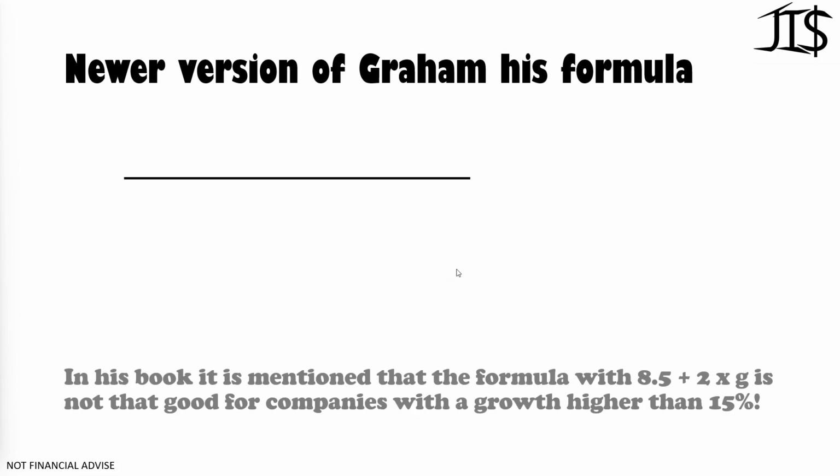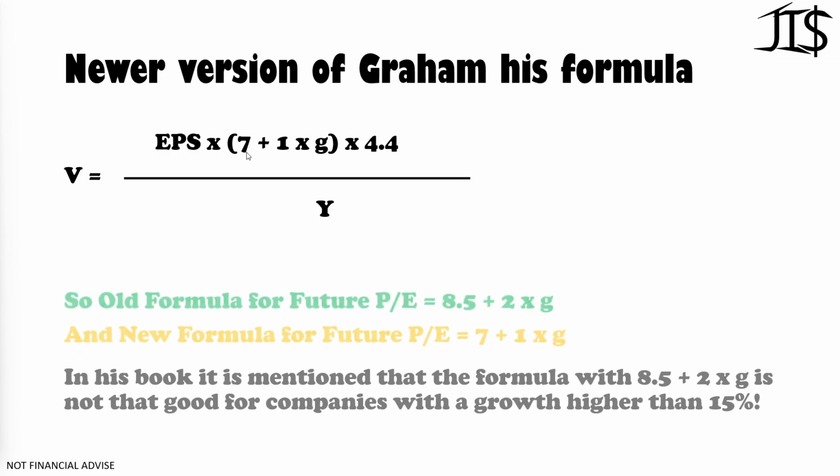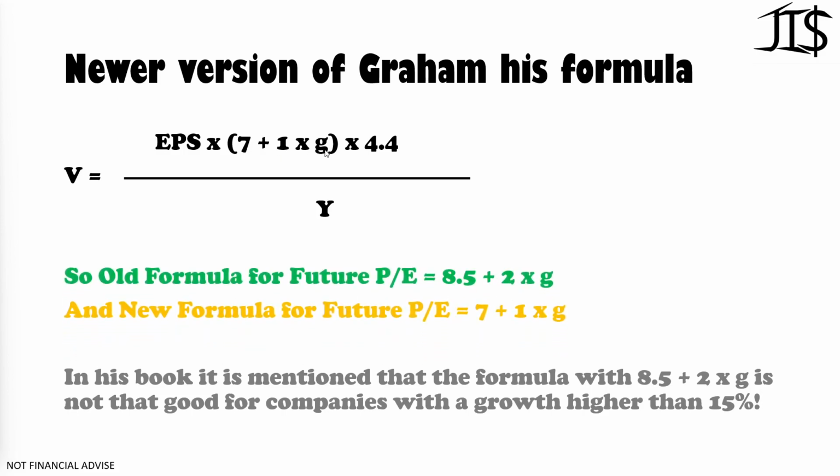And the newer version of Graham's formula is earnings per share times 7 plus 1 times G times 4.4 divided by Y. So the old formula was 8.5 plus 2 times G. And the new formula, they changed 8.5 to 7 and the 2G to 1G.